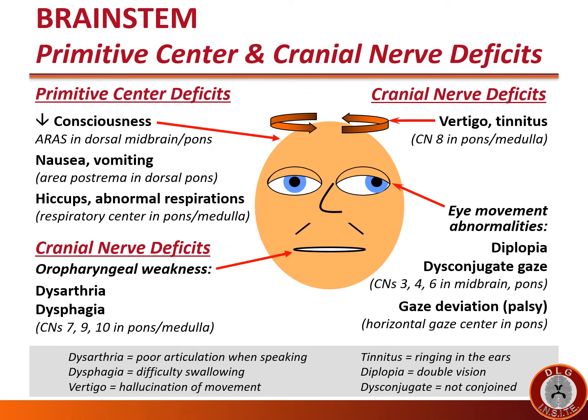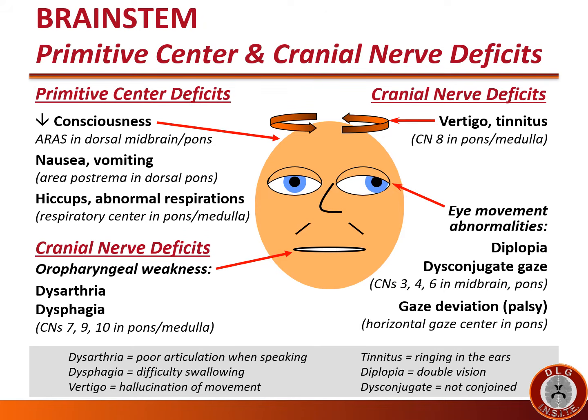The brainstem primarily consists of primitive centers and cranial nerves. Primitive center deficits include decreased consciousness due to involvement of the ascending reticular activating system in the dorsal midbrain and pons. Nausea and vomiting due to involvement of the area postrema in the dorsal pons in the floor of the fourth ventricle. Hiccups and abnormal respirations due to involvement of the respiratory center in the pons and medulla.